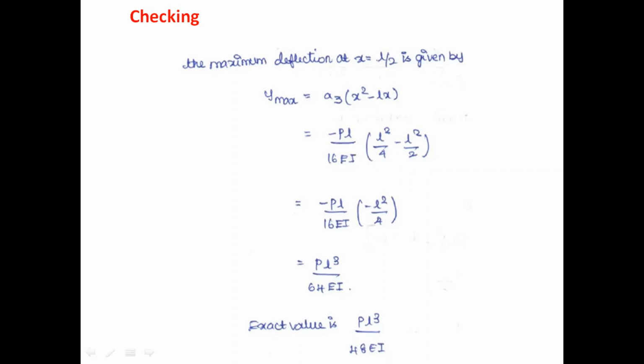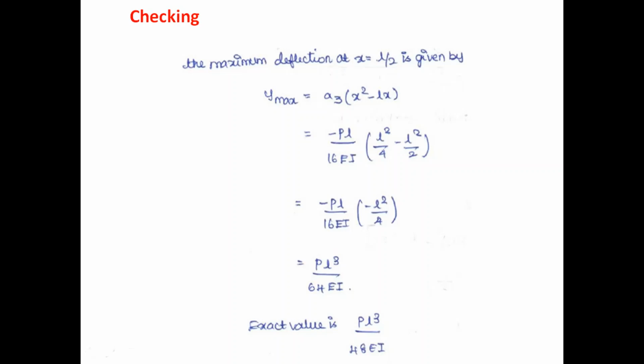The exact value for this simply supported beam is PL cube by 48EI. So we are getting an approximate solution here because we used a second order polynomial as the trial function. If you want to increase the solution accuracy, we can increase the order of the polynomial. This is the way we can improve the solution accuracy. Increasing the order of the polynomial to improve the solution accuracy is called the P refinement process.